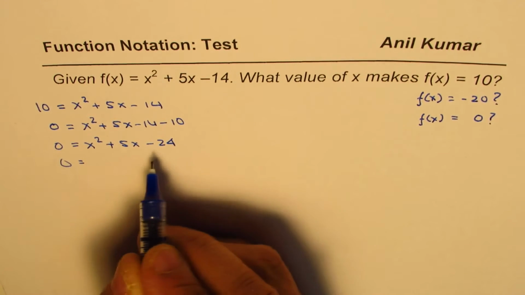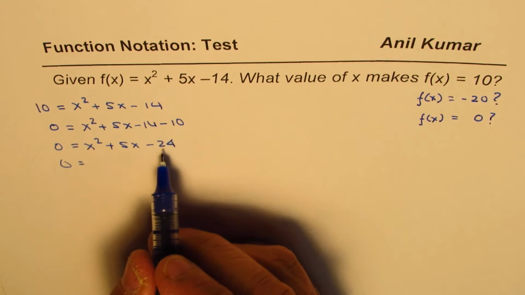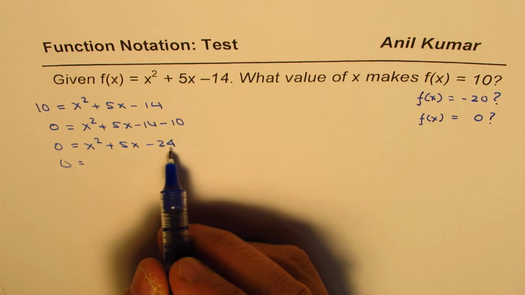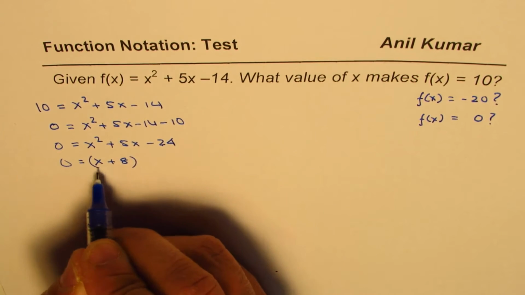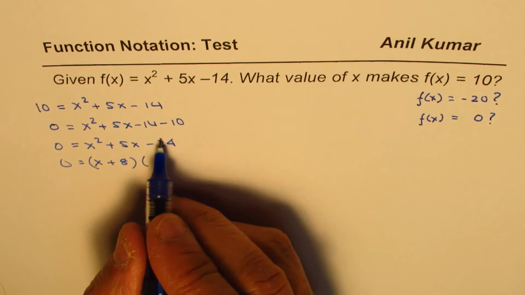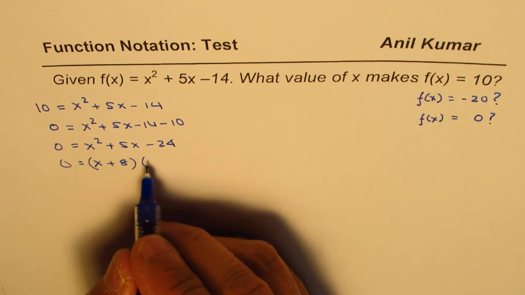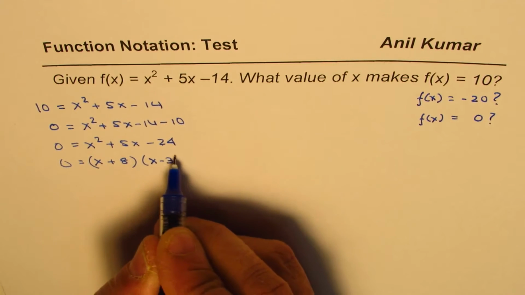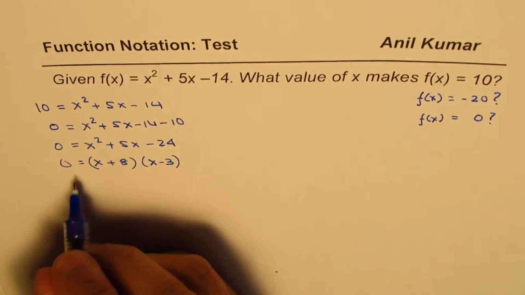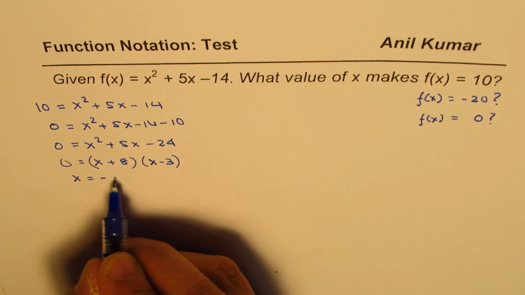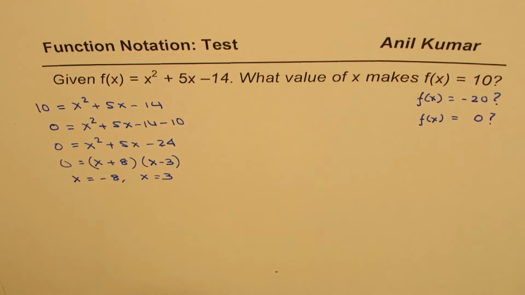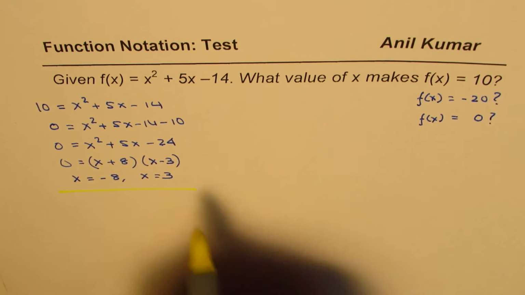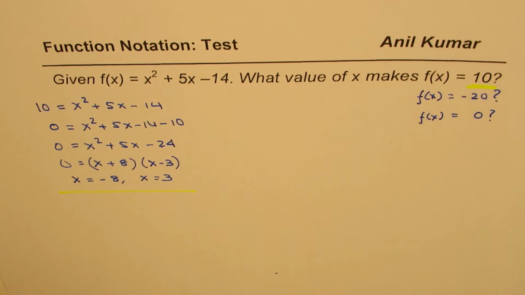And now you can use the quadratic formula or you can factor. We know 8 times 3 is 24, so we could factor this as x plus 8 and x minus 3. We need a negative product, sum of 5, so x minus 3, and that gives you two solutions. x is either equal to minus 8 or x is equal to 3, right? So we get the solution right there. So this is the solution for the first part.